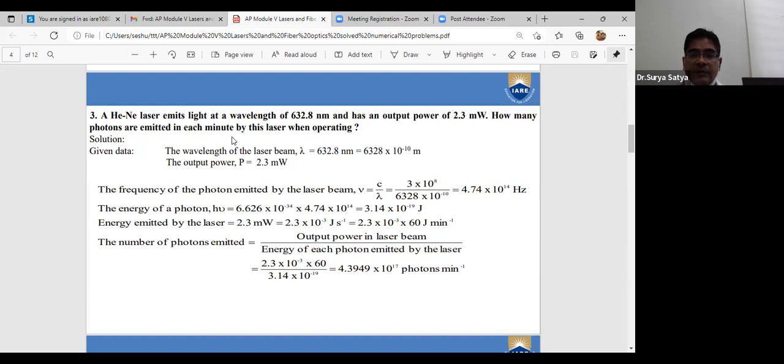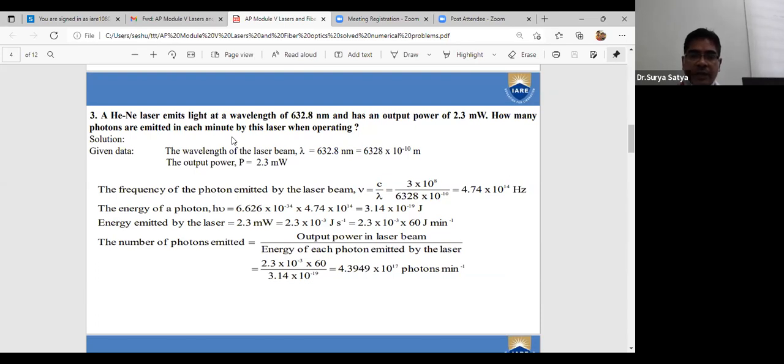So the wavelength of the laser beam is given as 632.8 nanometers, which is equal to 6328 into 10 power minus 10 meters. The output power is 2.3 milliwatts. So what is asked to find? How many photons are emitted in each minute by this laser when operating. So initially we have to calculate the frequency. The frequency of the photon emitted is nu equal to c by lambda. The energy of a photon is to be found out.